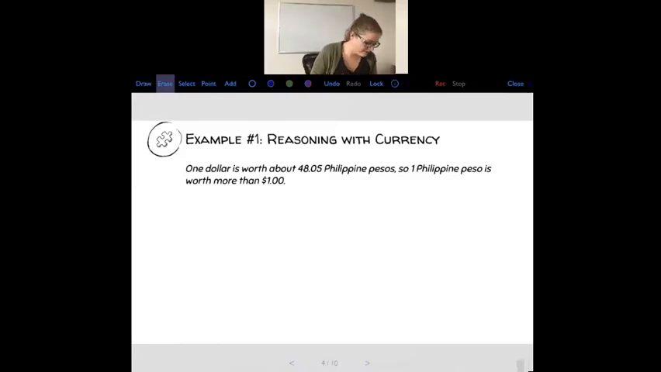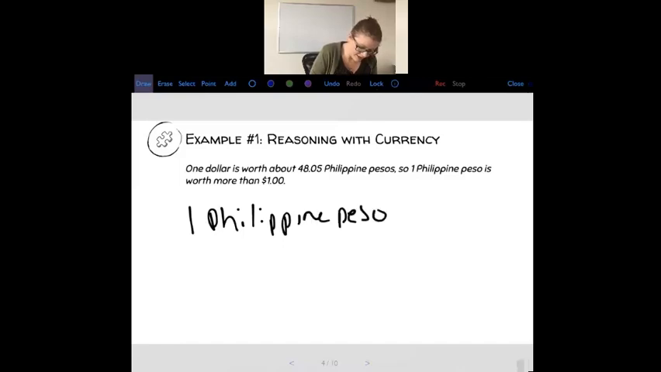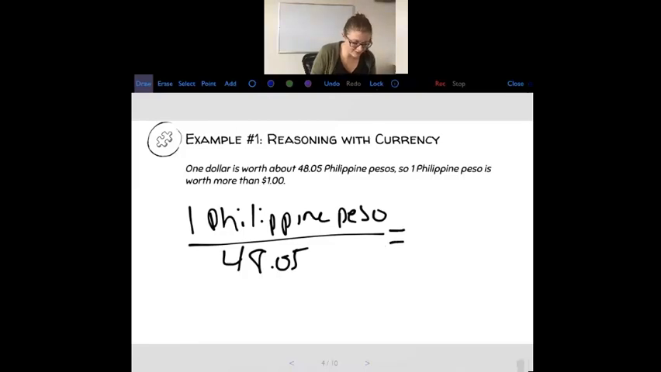Okay, specifically what you could do is you could take 1 Philippine peso and divide it by 48.05, because that's what we're given. And this would give us 0.0208. So this would be 1 Philippine peso per dollar. Okay, so it's not worth more than $1.